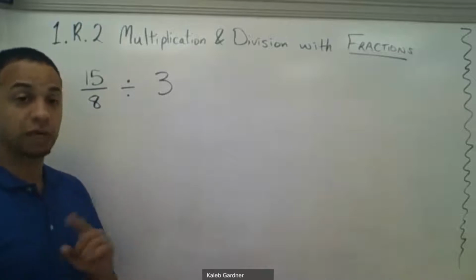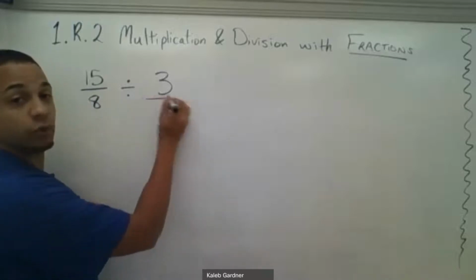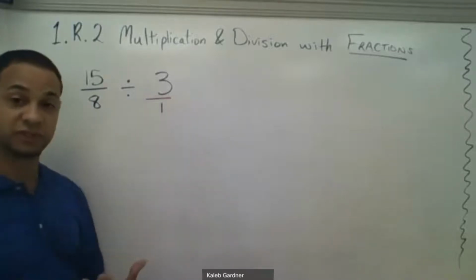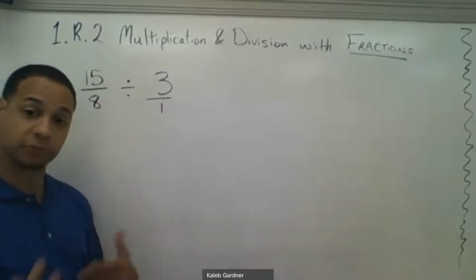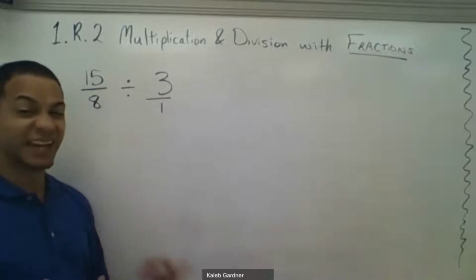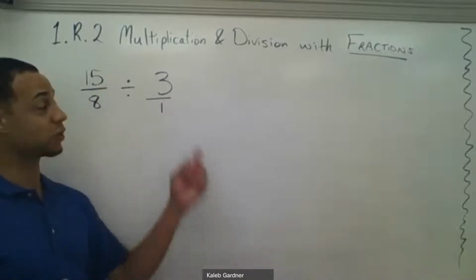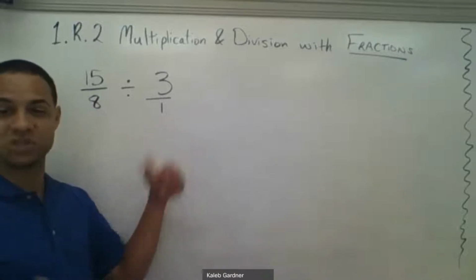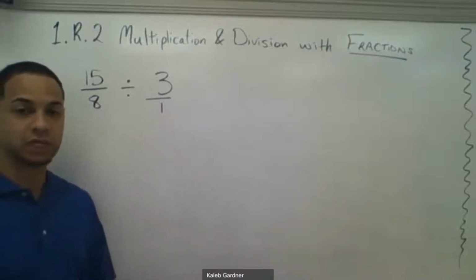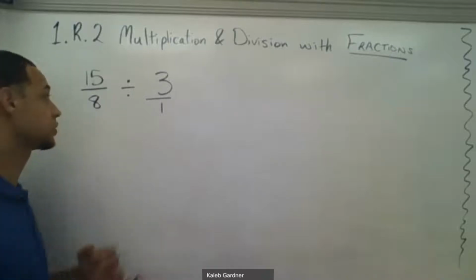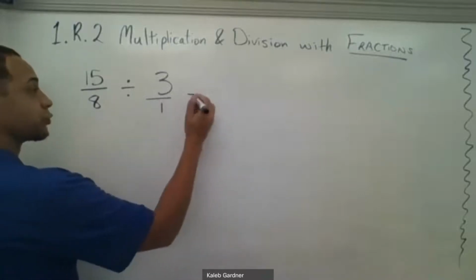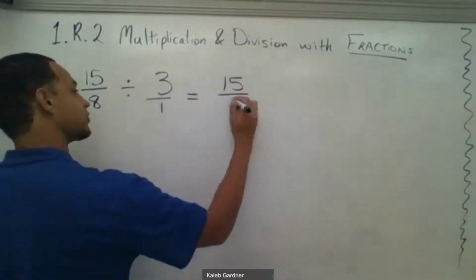First of all, let's remind ourselves that this 3 should have a 1 under it, so it can be 15/8 divided by 3/1, because when multiplying, dividing, even adding or subtracting, it's better to use a fraction with another fraction. So we can force 3 to be 3/1, which has the same value as 3. So we're not changing the value, just the way it looks. All right, so here's the rule. You might want to write this rule down.